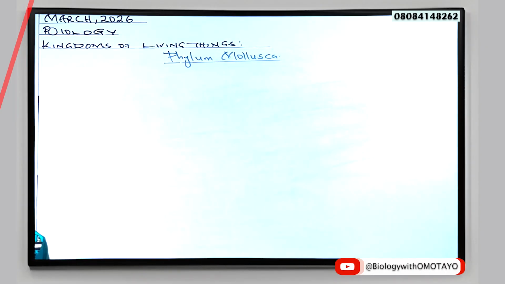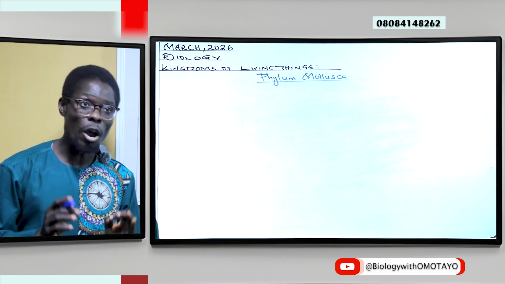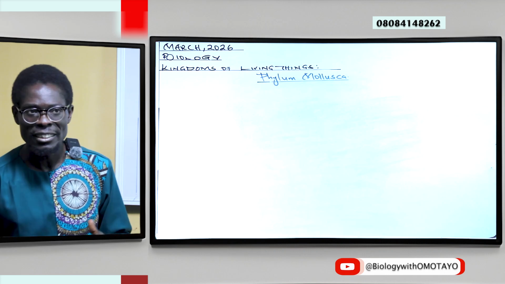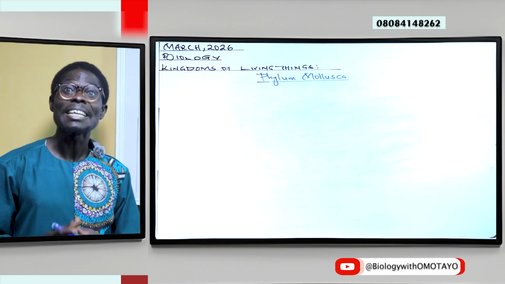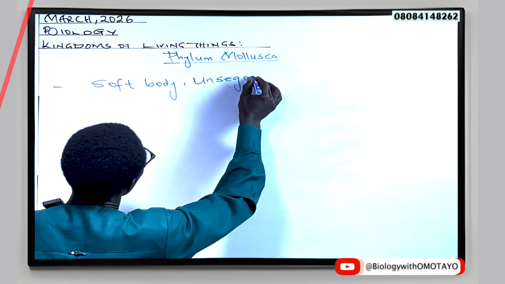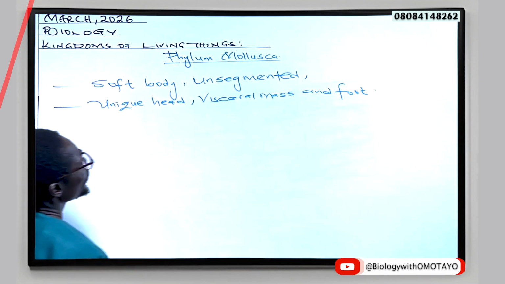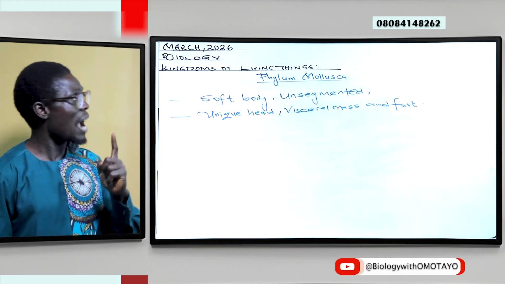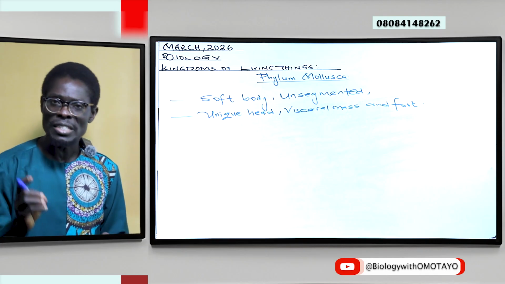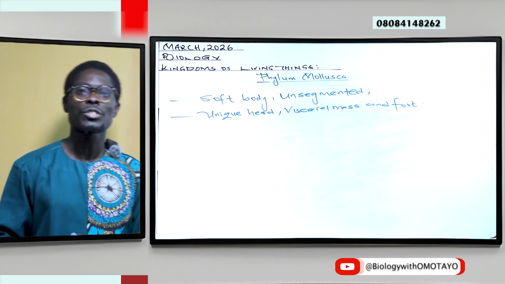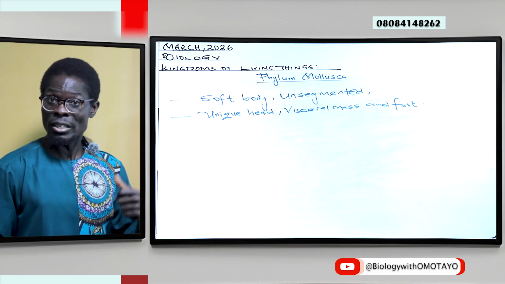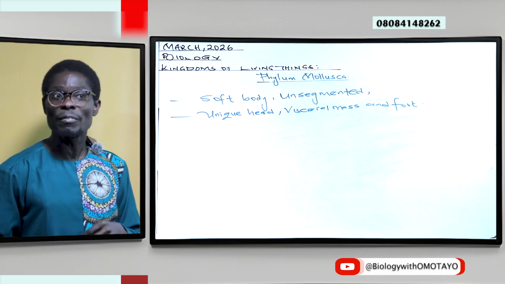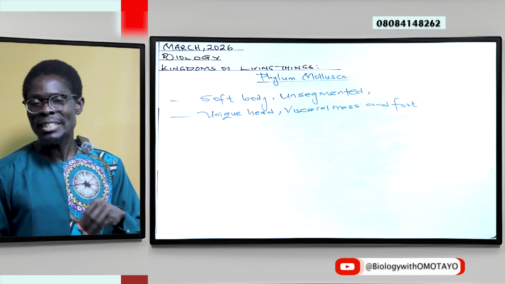Phylum Mollusca. Here we have organisms with a soft body, equally unsegmented, with a unique head, a visceral mass, and a foot. Okay, soft-bodied organisms. As I said, they have a soft body, they are non-segmented. However, they have a unique head, a visceral mass, and then a foot. Good. The phylum Mollusca can be further subdivided into three basic classes.